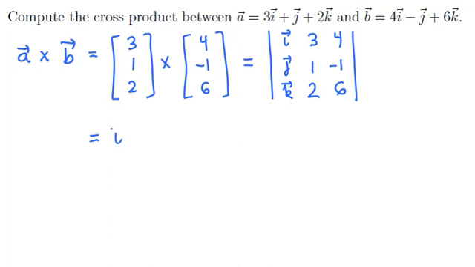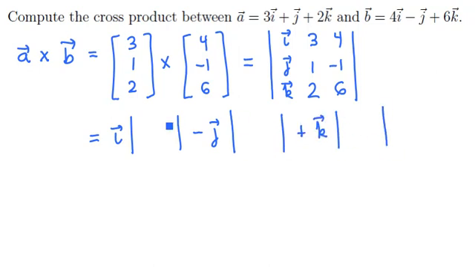Remember that this is shorthand for another algorithm. It's shorthand for i times what's called a 2 by 2 determinant, minus j times another 2 by 2 determinant, plus k times a third 2 by 2 determinant, where these small blocks of numbers, 2 across, 2 down, are found by crossing off the rows and columns that contain each of these. For example, to find the determinant that corresponds to i, we'll cross off the row and the column that contains the standard basis vector i.